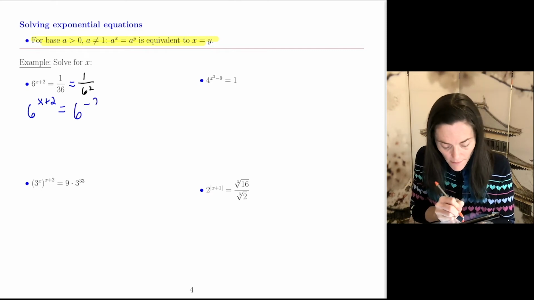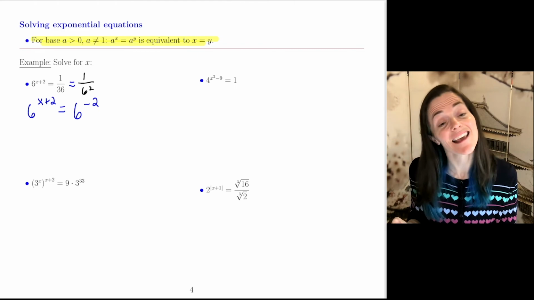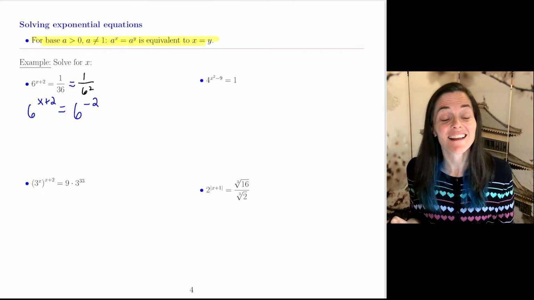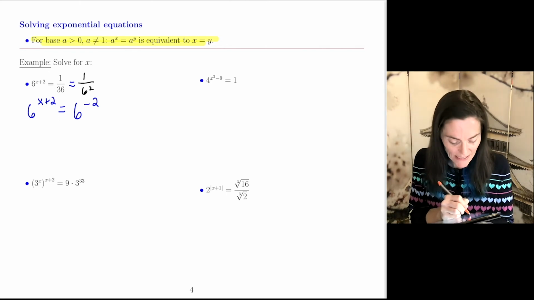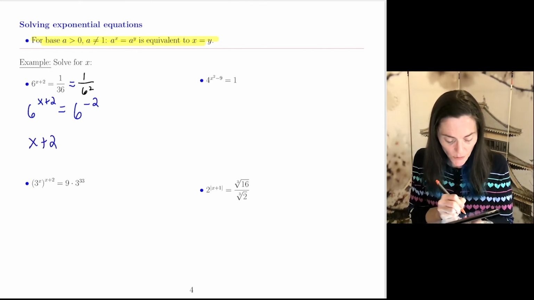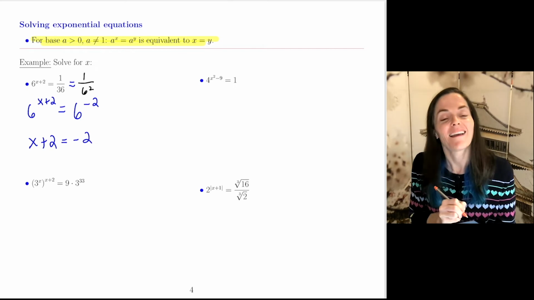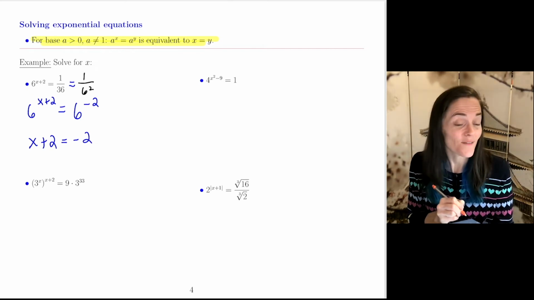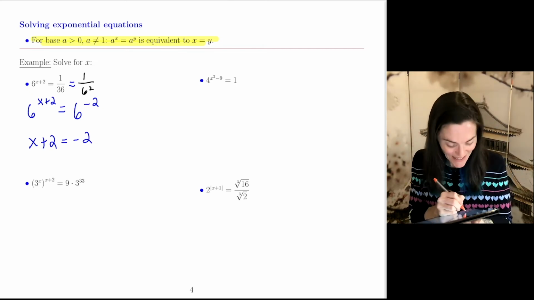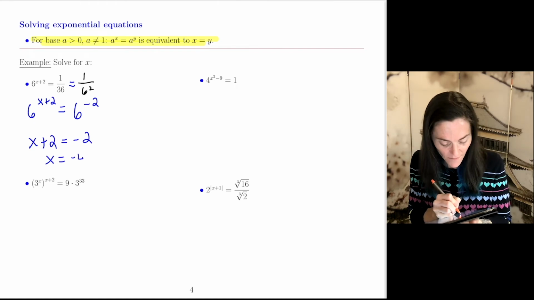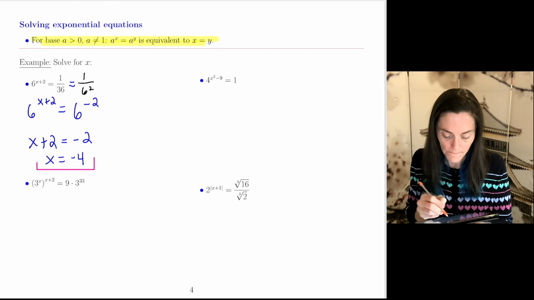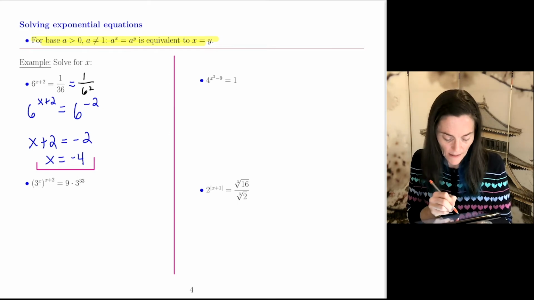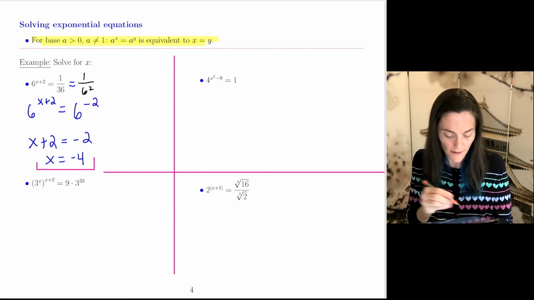Now I can do this, right? 6 to the x plus 2 is 6 to the -2. Now I have the same base. I may equate exponents. x plus 2 equals -2. And now we just solve by subtracting 2 from both sides. We have x equals -4. So this is my answer for this one. Now let's move on.